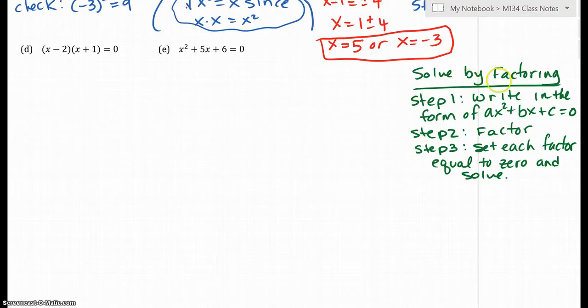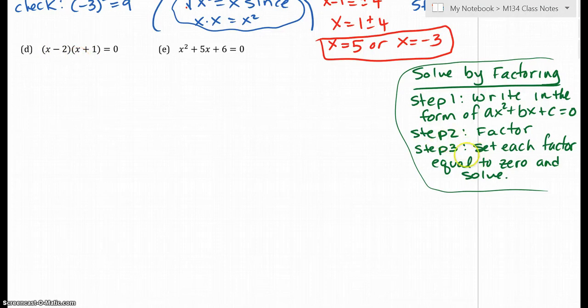We're going to solve by factoring. I wrote the directions over here on the right. Step 1, you always need a 0 first. So we're going to write in the form of ax squared plus bx plus c equals 0. So if you don't have a 0 there first, I'll show you an example of that in a minute, then you need to get that first. Step 2, factor. Part D is already even factored for you if you notice there are 2 factors there.